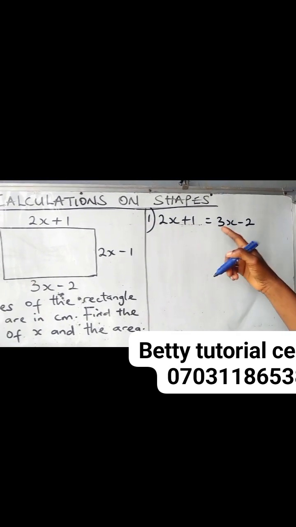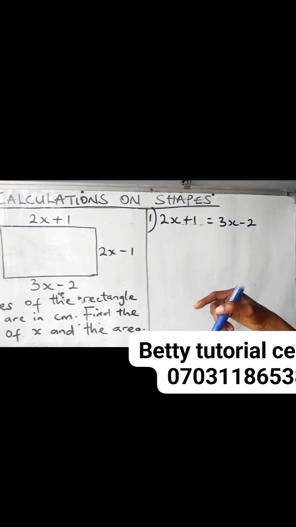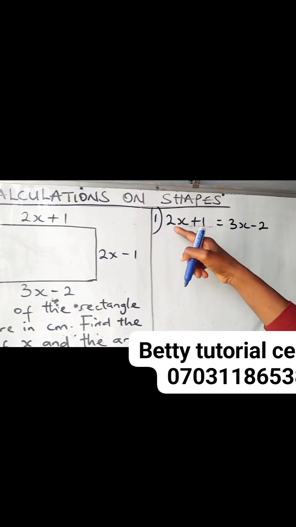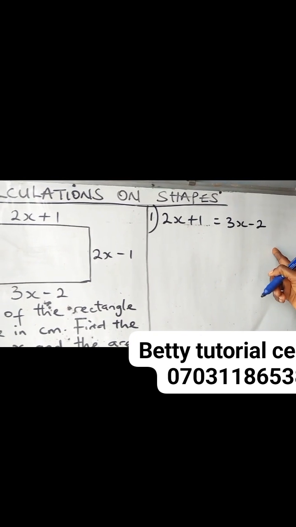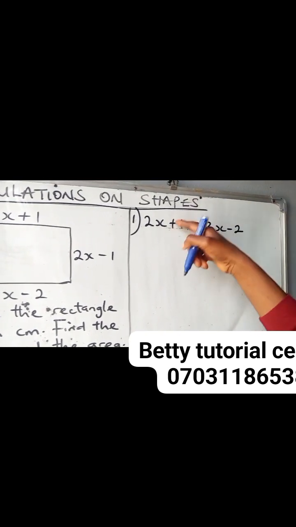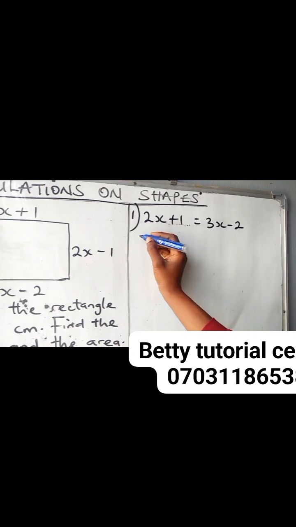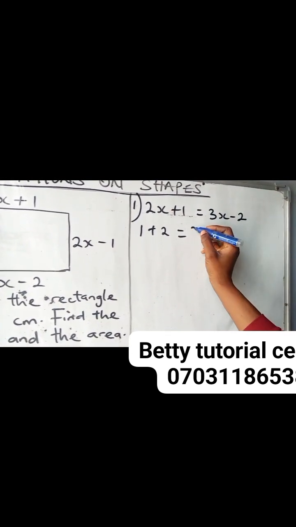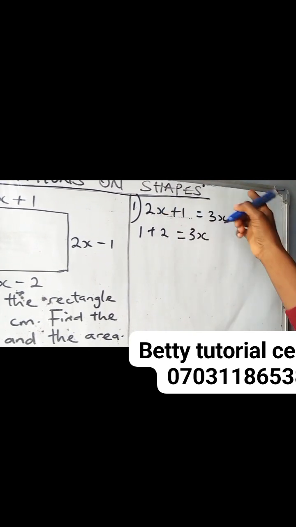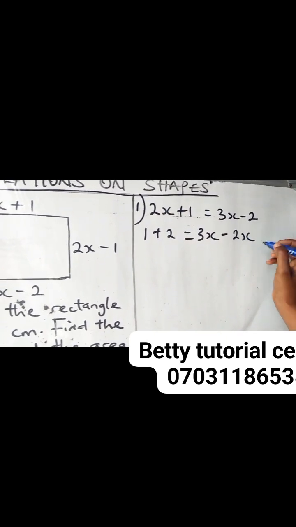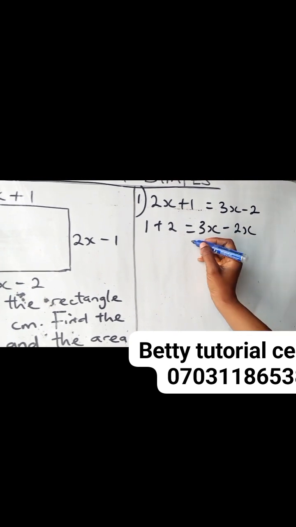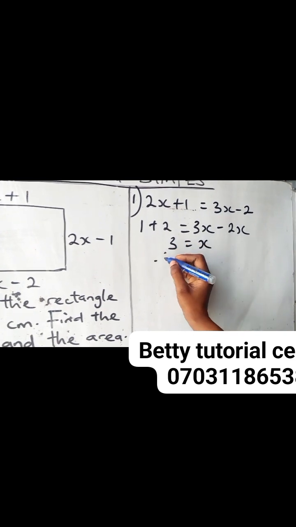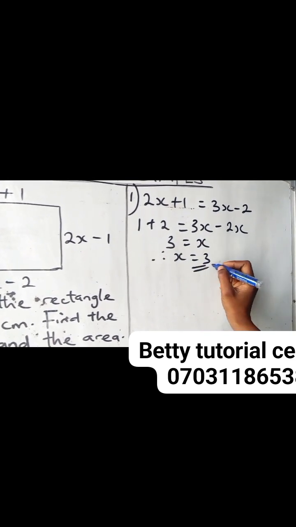So here we have 2x plus 1 is equal to 3x minus 2. The first thing we need to do is to collect like terms. So it's better for us to bring 2x to the other side so that we have a positive x, and minus 2 going to the other side to become plus 2. So we have 1 plus 2 will be equal to 3x. 2x moving to the other side will become minus 2x. 3x minus 2x will give us 1x, which is the same thing as x. 1 plus 2 we have 3. Therefore x is equal to 3.